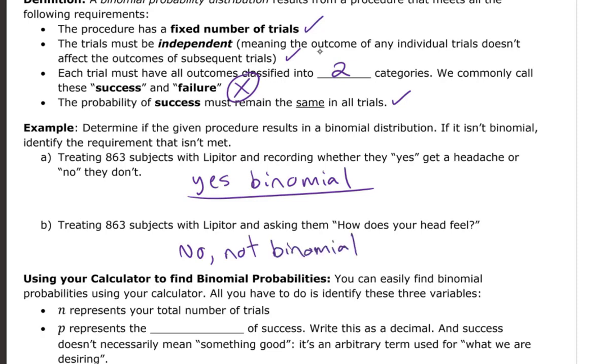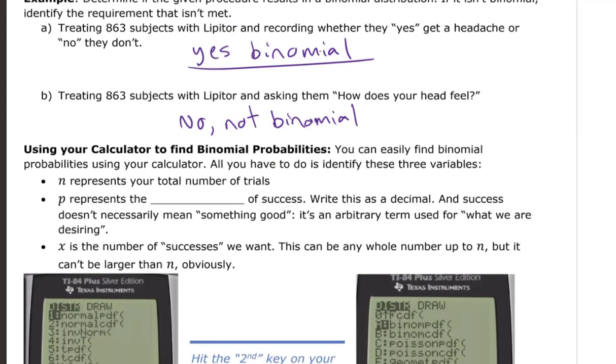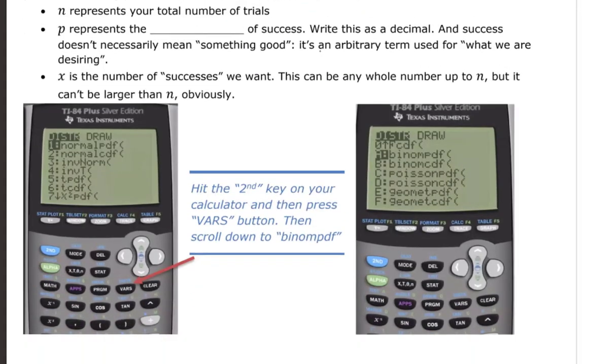And you can say that because it has more than 2 categories of outcomes. Okay. Now, when you go to find binomial probabilities, you can actually use technology to help you. As long as you know that the situation is binomial, you can use this, and your calculator has a formula saved inside that it's running.